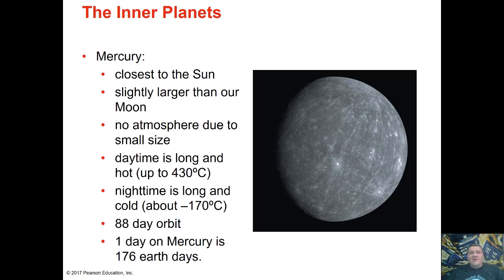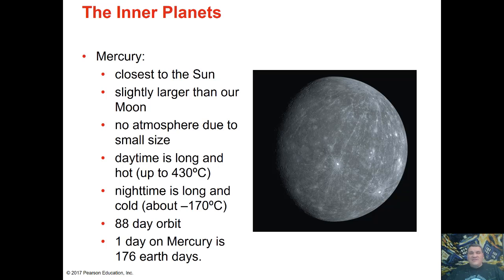Mercury is the planet that is the very closest to the Sun, and it's actually just a little bit larger than our moon. In fact, it has a lot of similar characteristics to our moon. Neither our moon nor Mercury has an atmosphere, or at least nothing that we would normally consider an atmosphere. Both of them are very heavily cratered, indicating that there is no geologic processes to renew their surfaces.